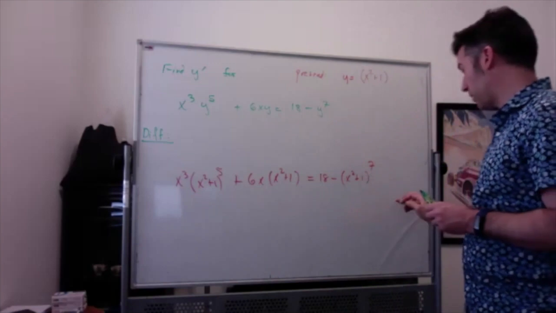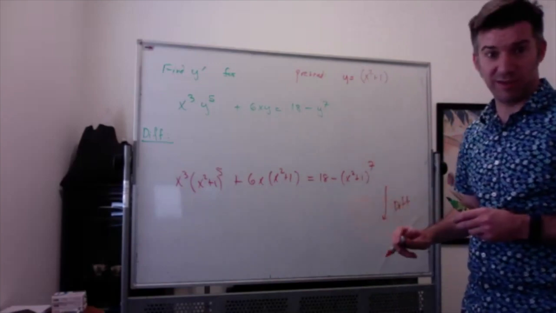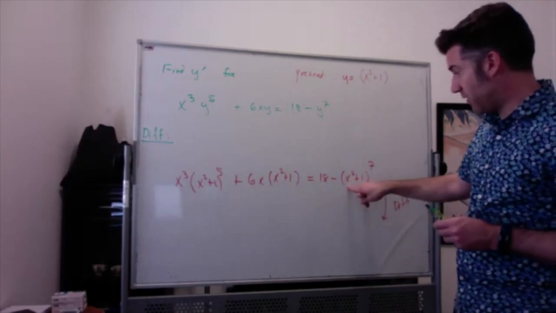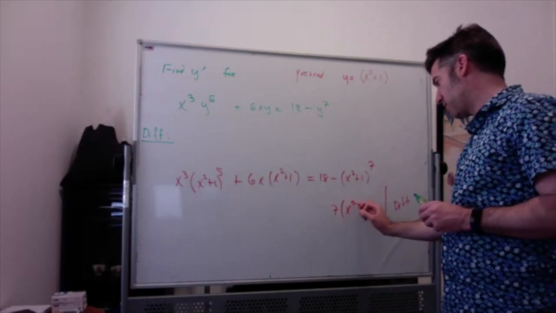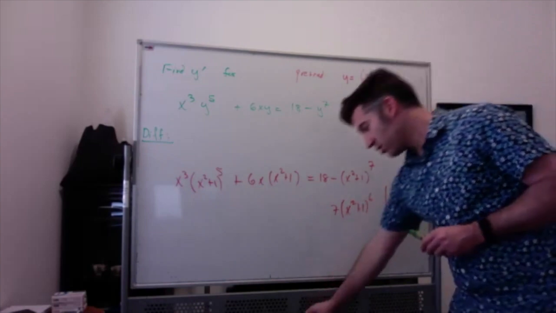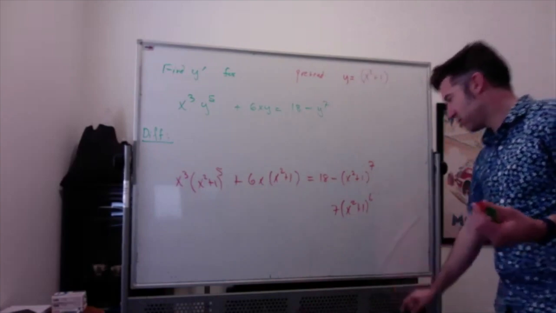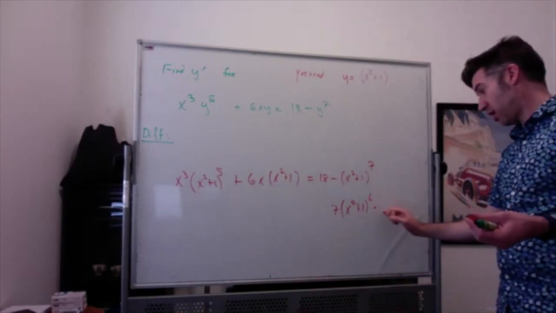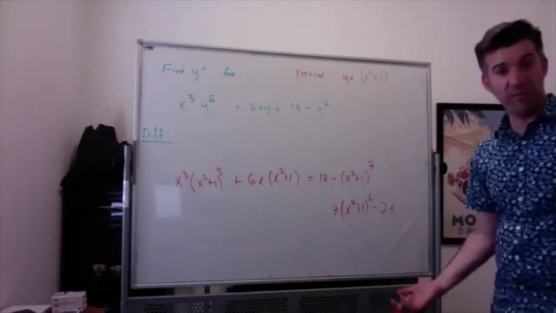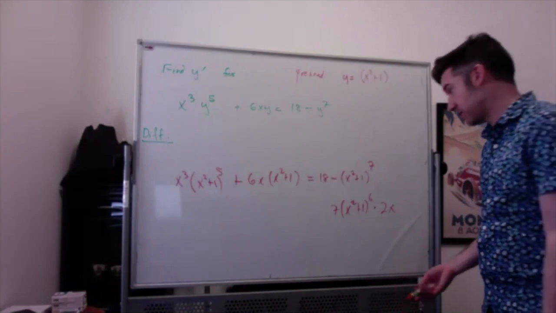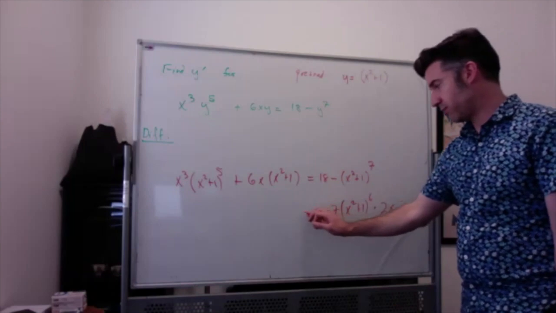If I start differentiating this, let's start with the right-hand side just because it's going to be a little easier. The derivative of some stuff to the 7th power is 7 times my stuff to the 6th power times what, everybody? 2x, the derivative of my stuff. Exactly. And then it would be negative, because there's a negative sign out here. And the derivative of 18 would be 0.